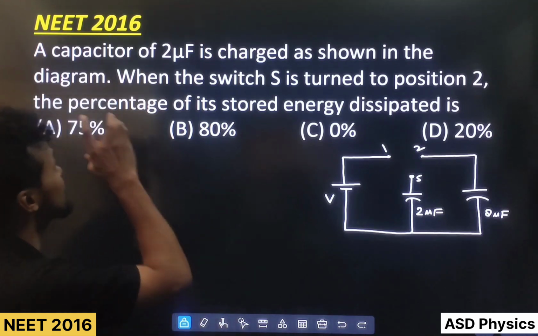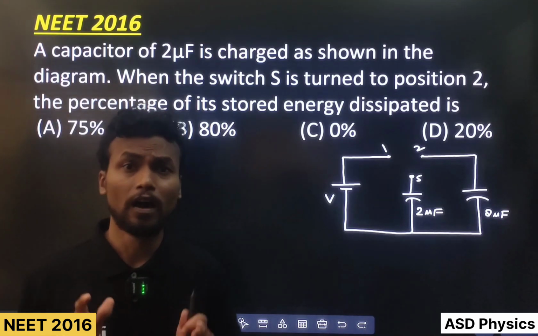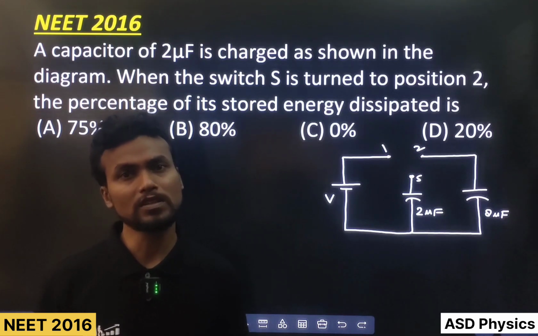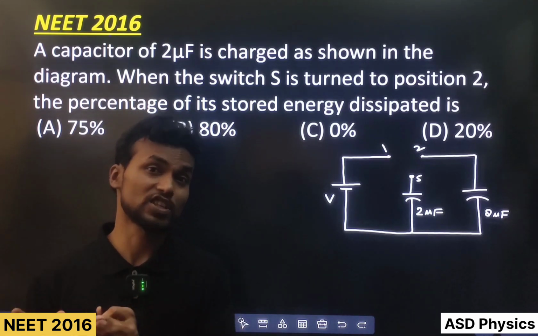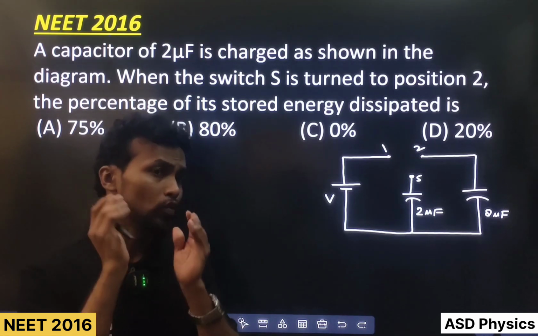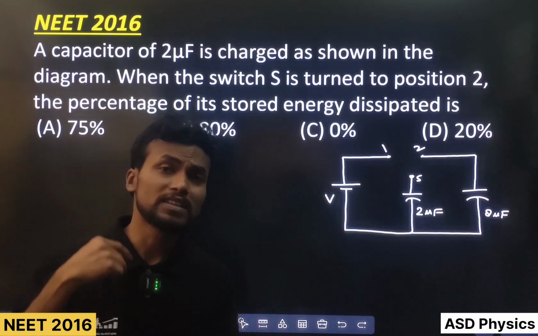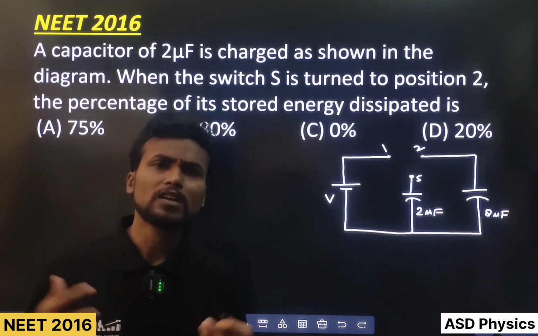So students, in this NEET 2016 question of the chapter electric potential and capacitance, we are going to learn the concept of charging and discharging of a capacitor, and when one charged capacitor is connected to another capacitor, whether energy will be lost or energy will be conserved.